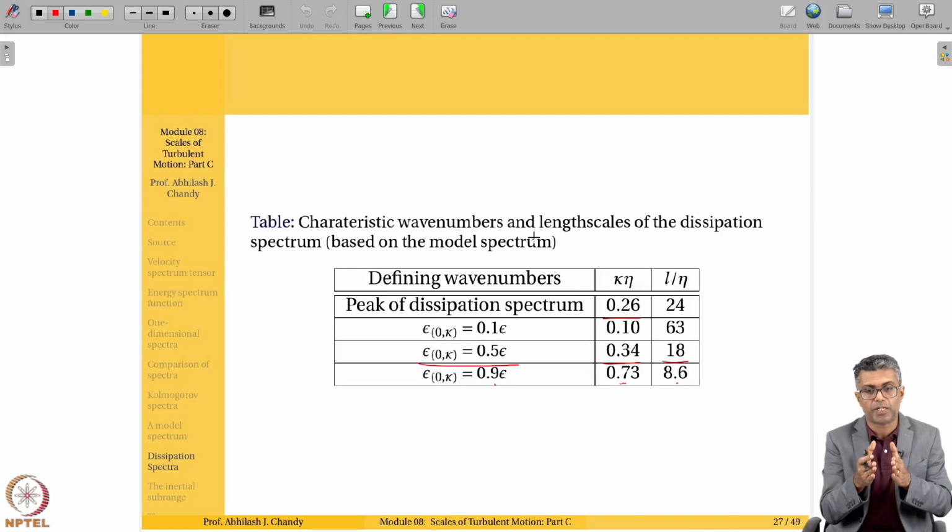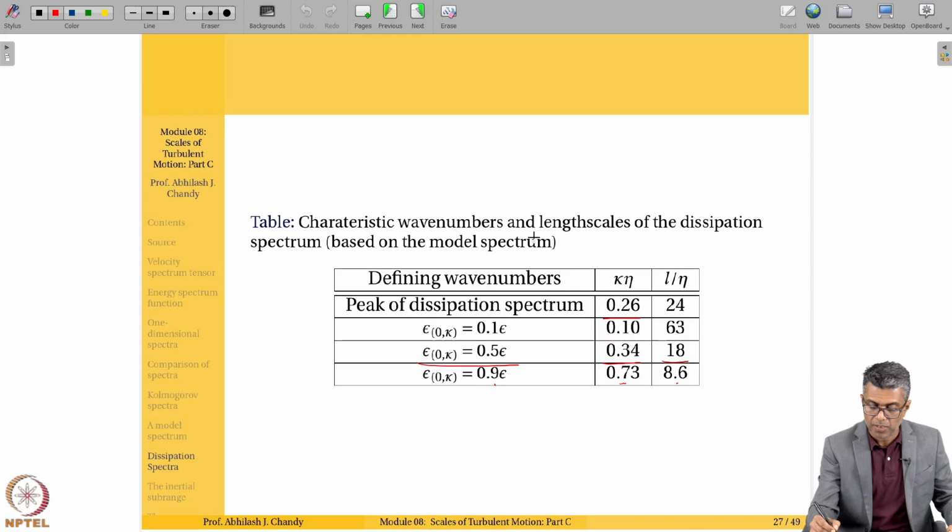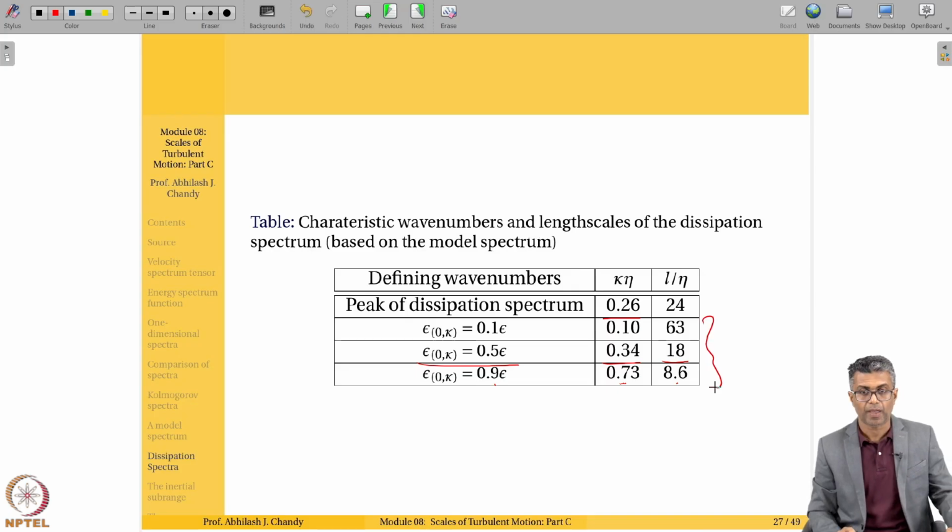So what we are trying to say is what? Okay, so the peak of the dissipation occurs at kappa eta equals 0.26. But look at where 10% of the dissipation goes and 90% of the dissipation goes. So look at this range. 80% of the dissipation occurs between L over eta equals 8.6 and 63, or essentially 8 to 60.